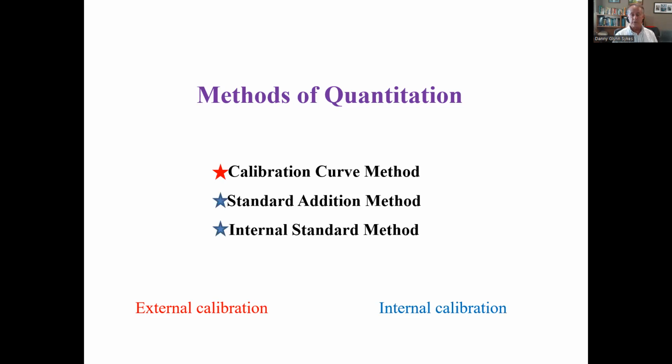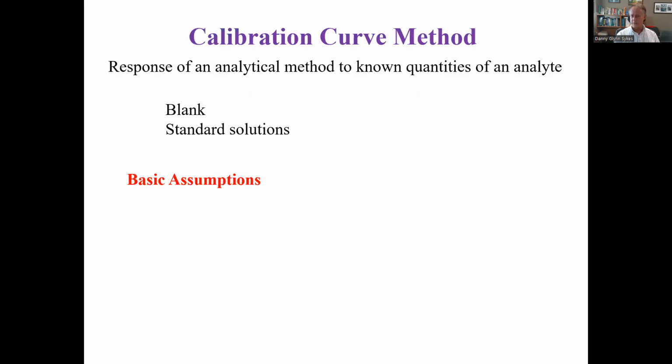And then we have 2 internal calibration methods where we're actually going to spike the sample of interest that contains the analyte of interest with either a known volume of a known concentration of the analyte itself or of a completely different chemical species and use that method to quantify. And so we're going to look at the advantages and disadvantages of each. So first, the calibration curve method, the external calibration.